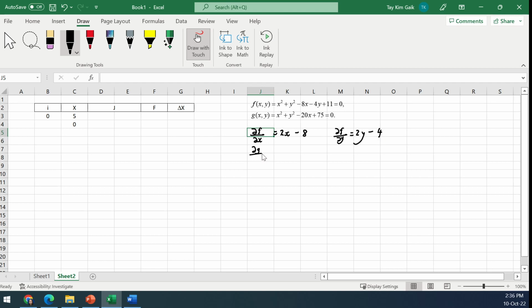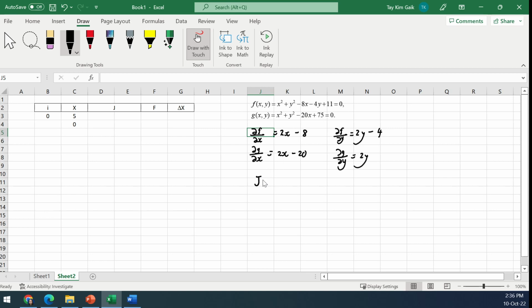Then you find del g del x. Okay, differentiate function g with respect to x. So del x x squared you have 2x. Del x y squared is 0. Del x negative 20x is negative 20. Then you find del g del y. Okay, del y x squared is 0. Del y y squared you have 2y. Del y negative 20x is 0. Del y 75 is 0.